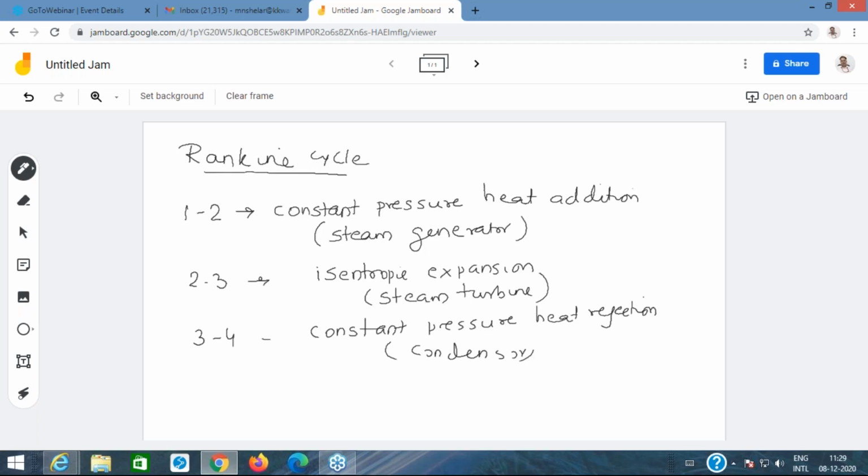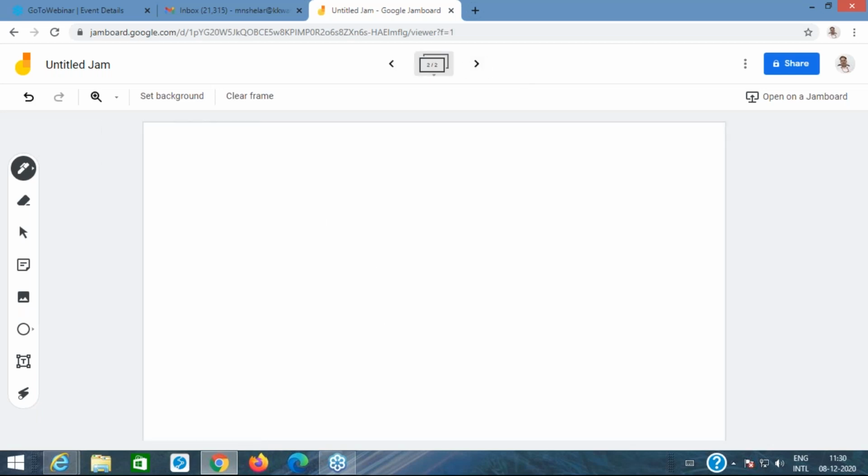And then finally, there is an isentropic compression or isentropic pumping, which happens in the feed water pumps of the steam power plant. Okay, so these are the processes. If they are executed in this order, these processes would constitute a Rankine cycle. Okay, let me represent this on a temperature entropy diagram.